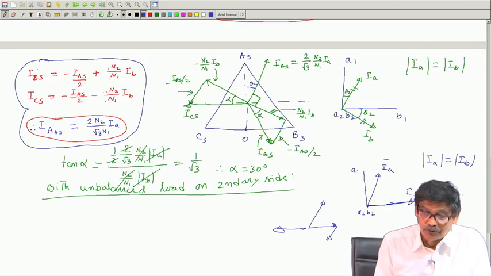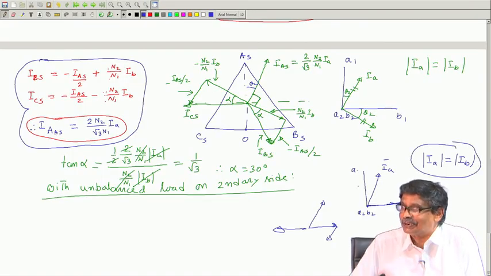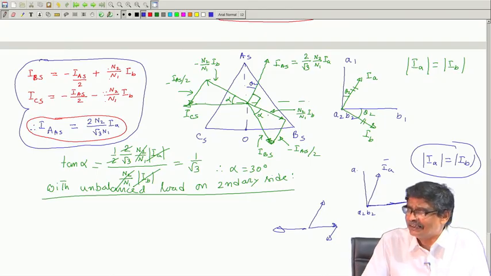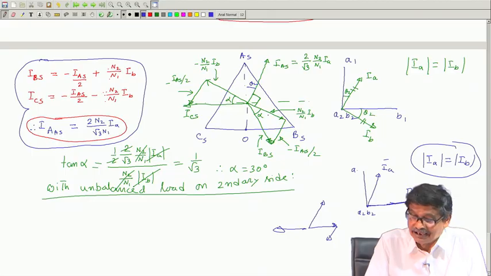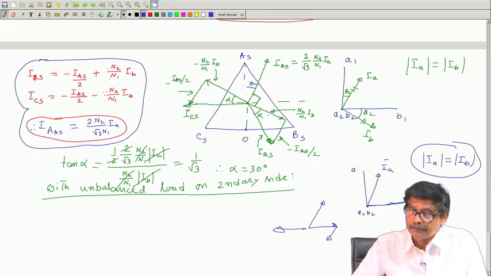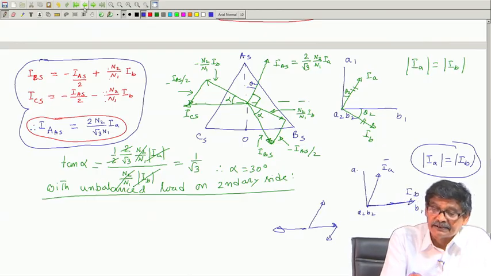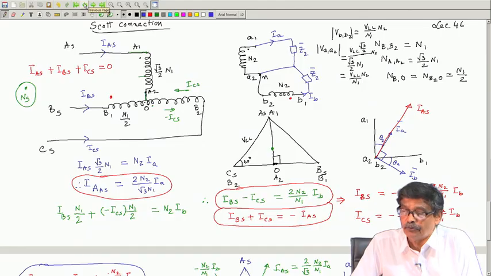But if it is unbalanced load, I will not be able to use this information, and that is why this angle alpha etcetera will be different, and it will not come so nice as 1 by root 3; why should it? Got the point. So, Scott connection is a very nice connection.